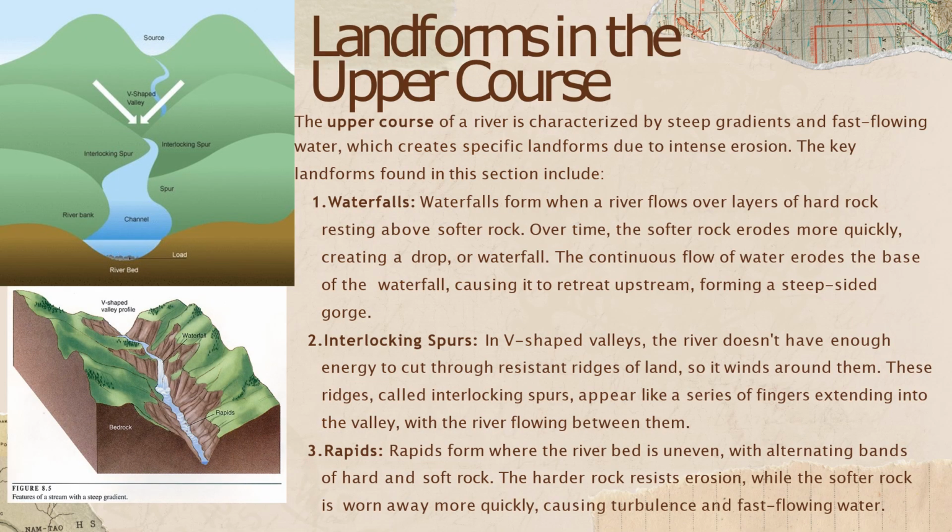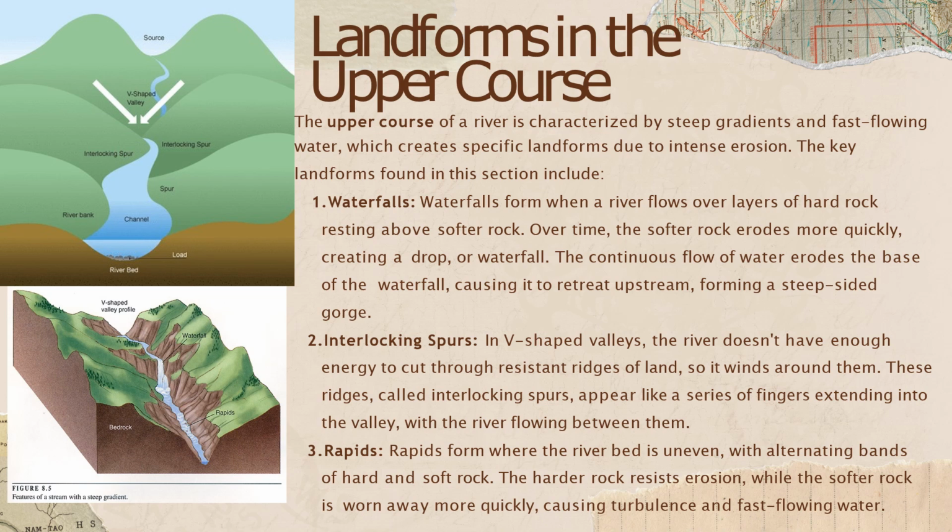Coming to the landforms in the upper course. Common landforms in the upper course of a river include waterfalls and interlocking spurs. Waterfalls are formed when a river flows over layers of hard rock lying above softer rock. Over time, the softer rock erodes more quickly, causing the hard rock to collapse and create a waterfall.